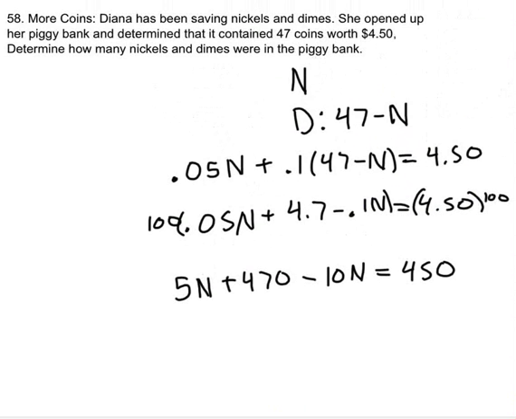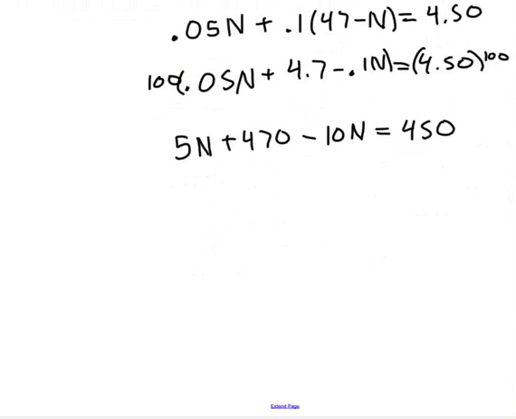So pretty much what I could have done at the very beginning, to make things easier, instead of putting my units as dollars, I could actually put it in pennies. So now what I have is 5 pennies per nickel and 10 pennies per dime, but we're good.